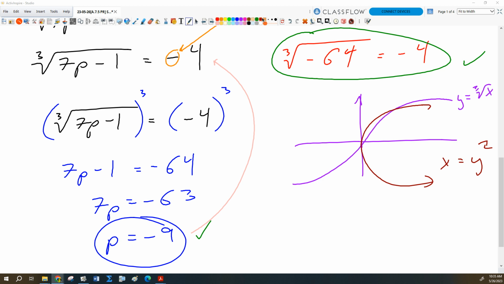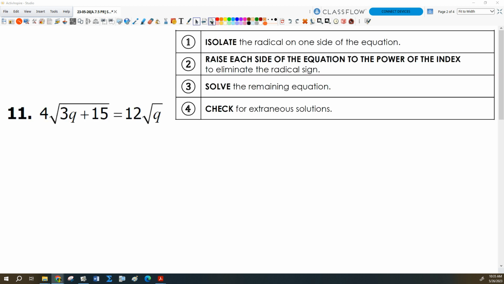The cube root function is one-to-one, meaning for every value of x, there's exactly one value of y for both the function and its inverse. But I digress. Let's not worry about that stuff for now. If you're interested, that's why. But okay, so how about one like this?